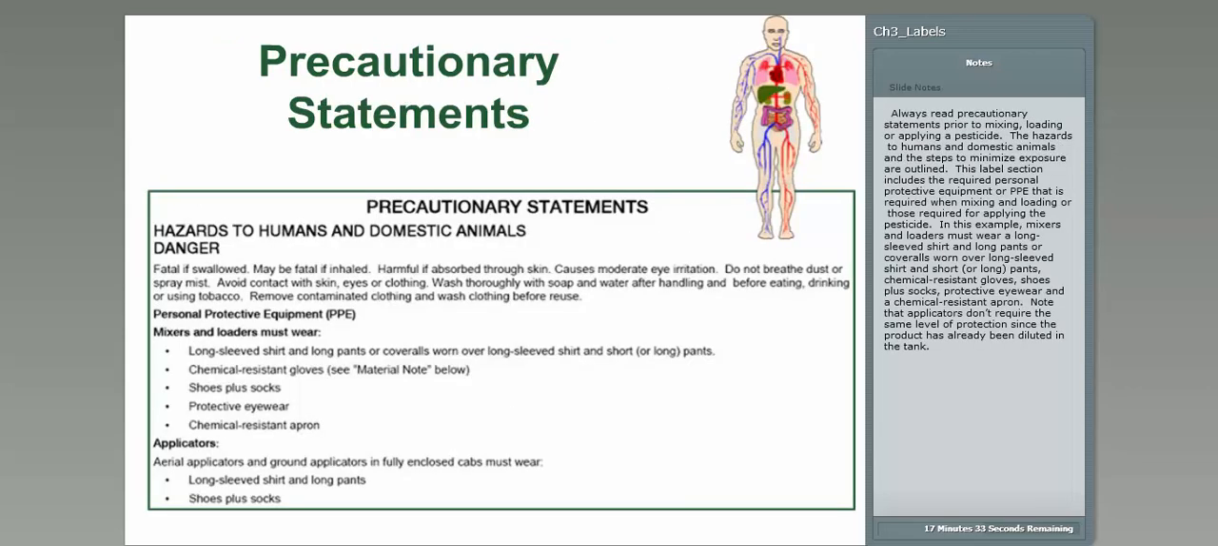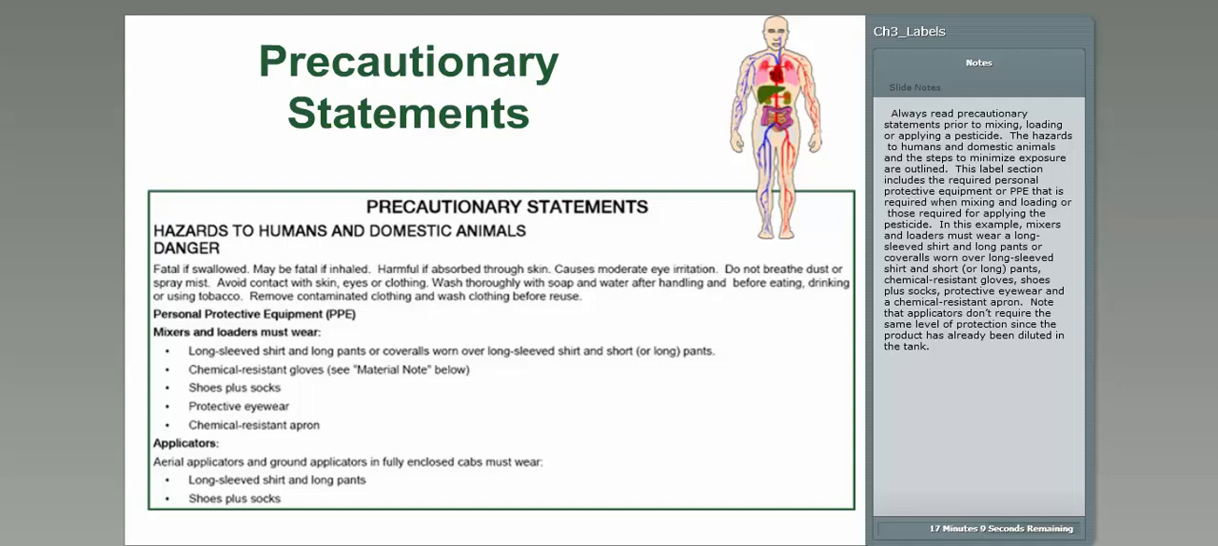Always read precautionary statements prior to mixing, loading, or applying a pesticide. The hazards to humans and domestic animals and the steps to minimize exposure are outlined. This label section includes the required personal protective equipment, or PPE, that is required when mixing and loading, or those required for applying the pesticide.